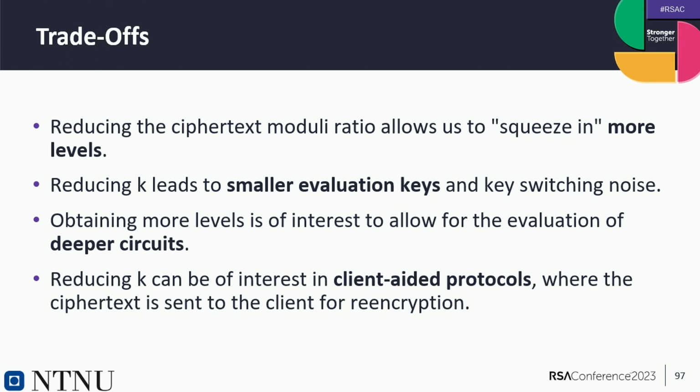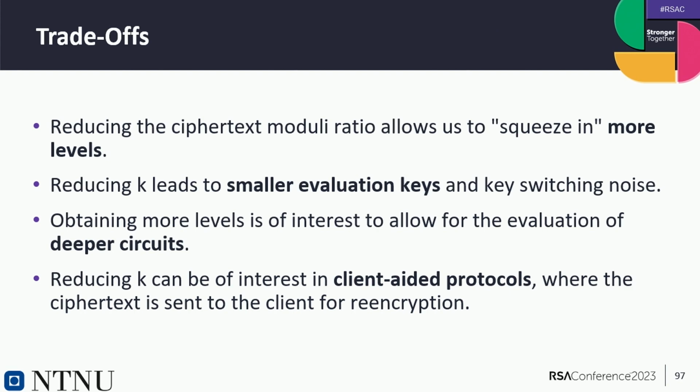Whereas reducing k can be of interest in client-aided protocols. Client-aided protocols essentially say, well, we don't want to deal with this whole business of how to reduce the noise. So when the noise gets too big, we just send the ciphertext back to the client. They decrypt it for us, they re-encrypt it, then it has a small noise again, they send it back, and then we continue to perform computations. So in this case, it is not so important to squeeze in more levels because we've got a nice workaround on how we can reduce our noise.